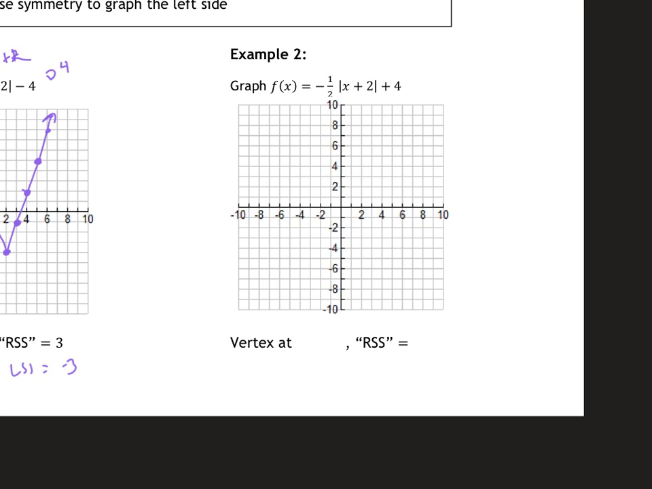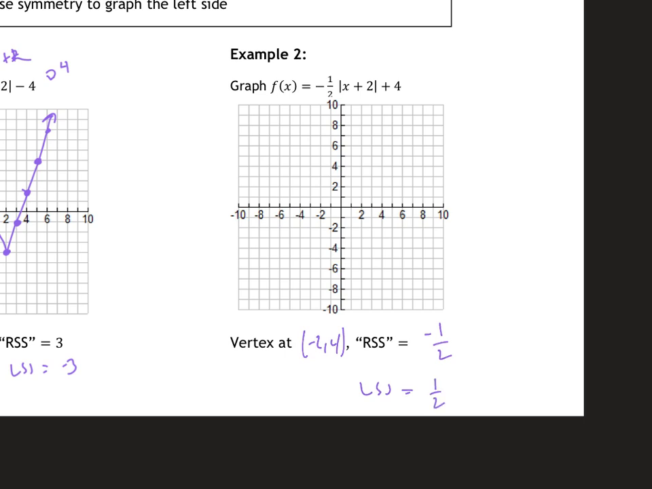So here, graph the function -1/2 times the absolute value of x plus 2, and then plus 4. So my vertex here is at (-2, 4). My right side slope is -1/2. So my left side slope has got to be +1/2.